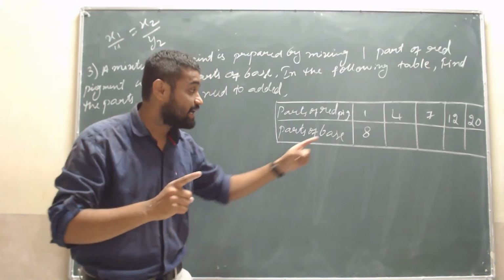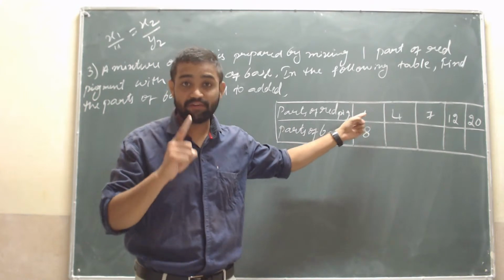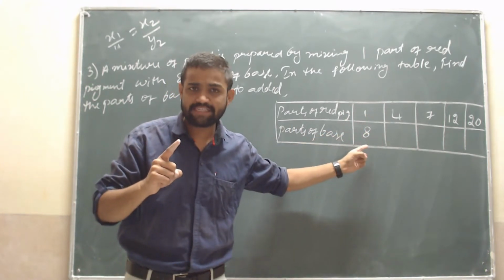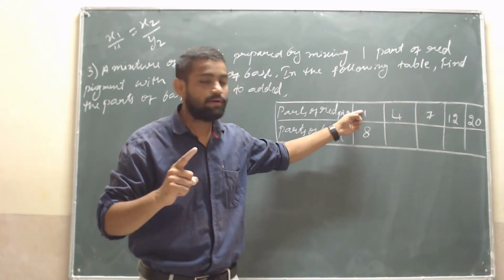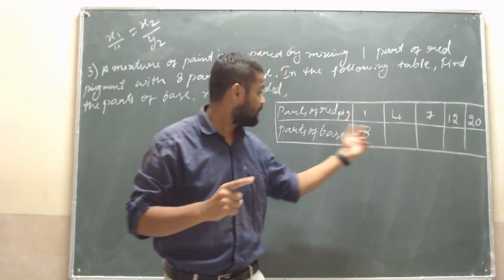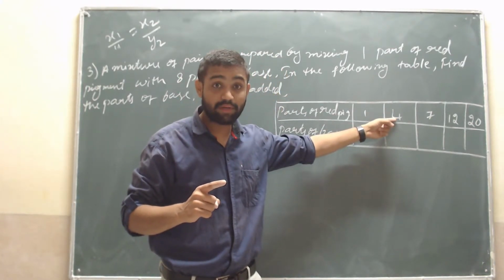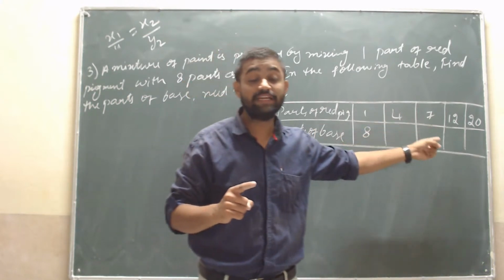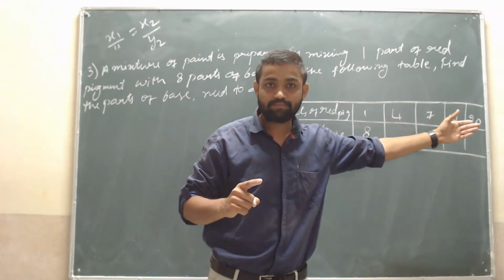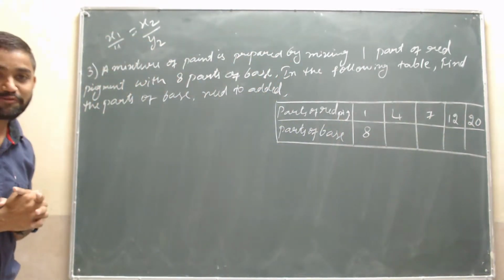He is adding 8 base pigments, or basic colors, for 1 red pigment. Are you getting my point? Then how many parts of base will he add for 4 red pigment, and how many base parts will he add for 7 red pigments, like that. Isn't it, children? Yes. Now we have to solve this one.